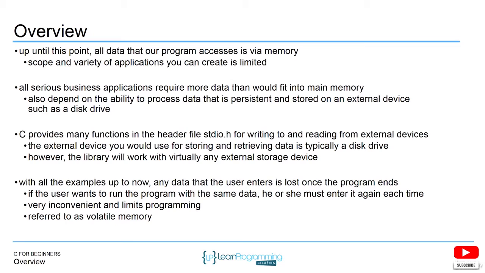With all the examples up until now, any data that the user enters is lost once the program ends. This is referred to as volatile memory. Whenever you hear that term volatile memory, it means that the memory is not persistent, or the data is not persistent. It goes away when the program ends or if the machine reboots. So if the user wants to run the program with the same data, he has to enter it again each time so that it gets restored. It's very inconvenient. It limits programming. And again, this is volatile memory.